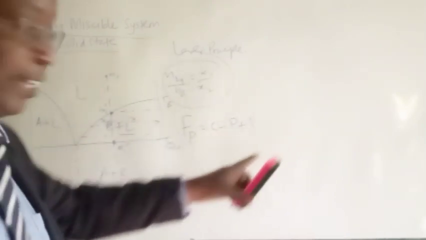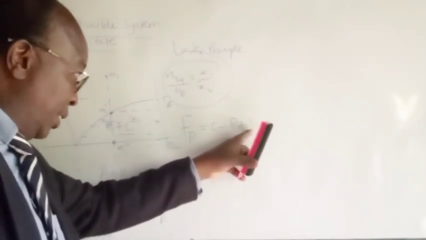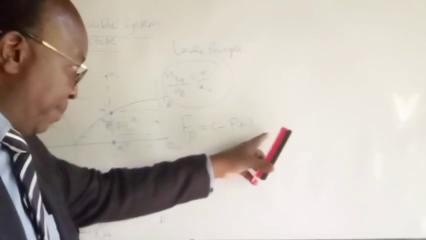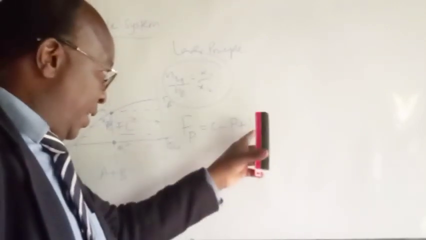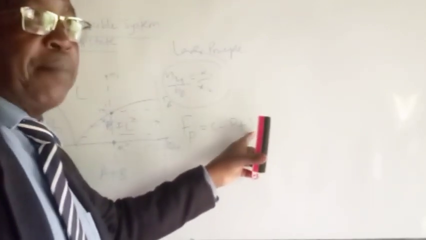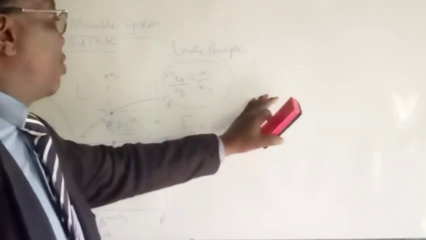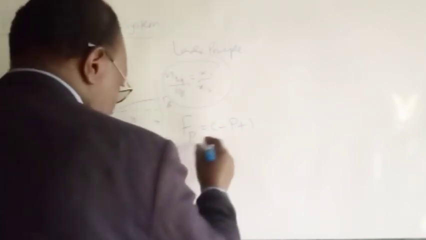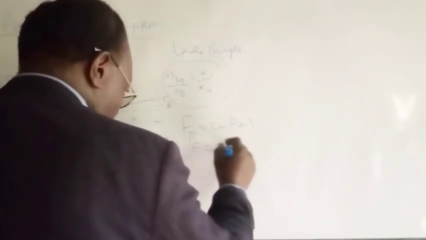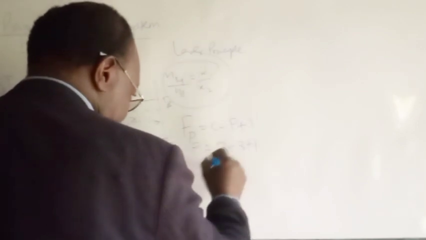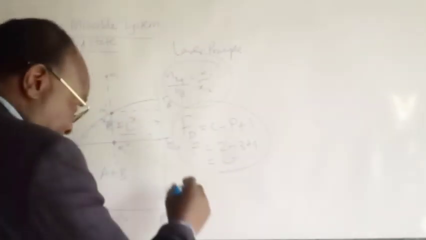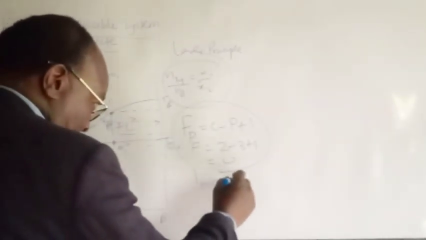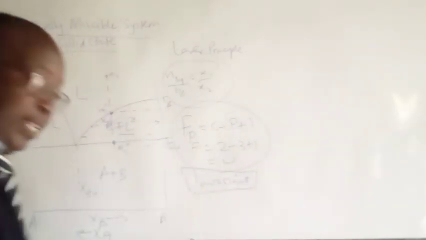F equals C minus P plus 1. Remember we said when you have pressure constant, it is now 1, because normally the 2 is for temperature and pressure. So if you keep pressure constant, you are left with one variable there. If you keep both temperature and pressure constant, then you have to remove that, so F will be C minus P. So at this point where we have the three phases coexisting in equilibrium, F is equal to 2 components minus 3 plus 1, and that will be 0. So the system is invariant at that particular point.